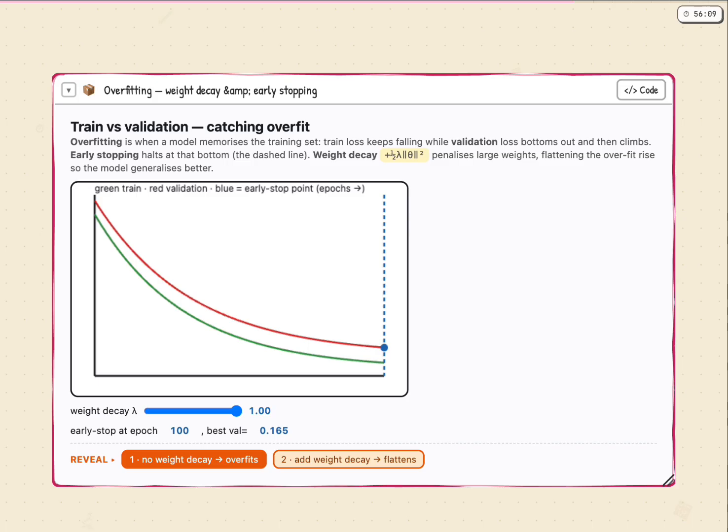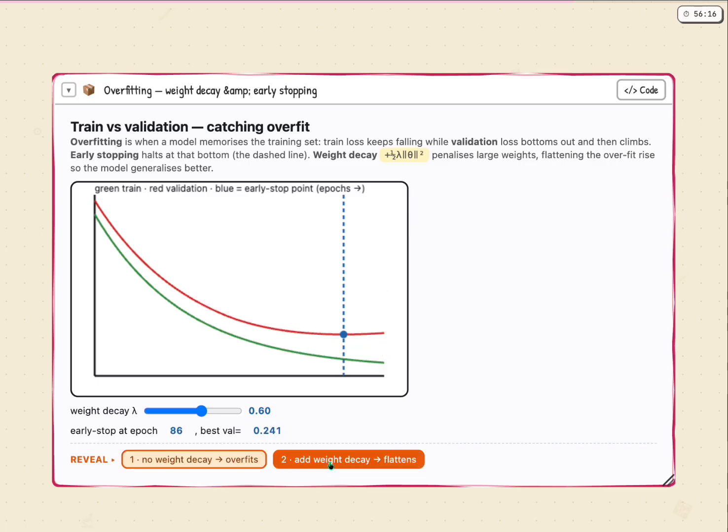Two cures: early stopping, that dashed line, simply halts training at the moment validation loss is lowest, before the memorizing begins. And weight decay, watch as I increase it, gently penalizes large weights, which flattens that overfitting rise and keeps the model simpler and more general. The whole art here is building a model that generalizes to the real world, not one that just memorizes its homework. And generalizing to a world full of uncertainty is exactly what our final chapter is about.